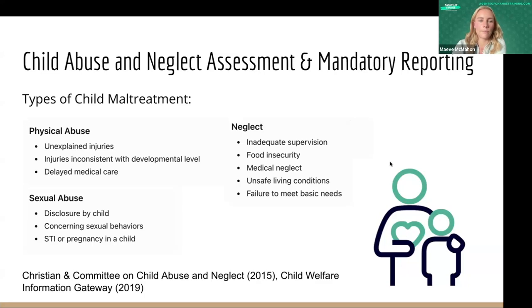And then another type of child maltreatment, unfortunately, is sexual abuse. Again, not an exhaustive list, but times we would be concerned: if there's a disclosure by a child, we always believe the child. We don't question that. Children don't make things like that up. So a disclosure by a child, concerning sexual behaviors that are not appropriate for that child's development, or an STI or pregnancy in a child.